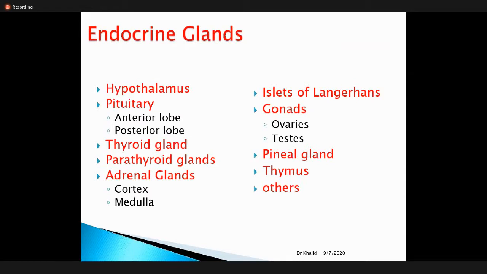I was telling you about the endocrine glands. The adrenal glands have two portions, cortex and medulla, and the cortex secretes different hormones and the medulla secretes different hormones. Now the islets of Langerhans of the pancreas secrete multiple hormones like insulin, glucagon, pancreatic polypeptide, and somatostatin. The gonads like the ovaries and testes secrete their hormones. The pineal gland, thymus gland, and other tissues or organs of the body secrete different hormones.